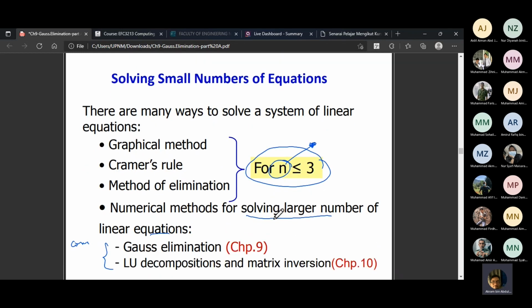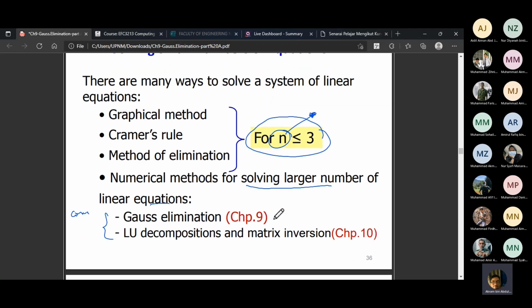Okay, so now we have known how to convert a system of linear equation into matrix, and now let's move on to how to solve this system of linear equation. If your equations are less than or equal to 3, so you have 3 equations and less, there are 3 methods that are available for you to choose. So the first one you can solve by using graphical method, second by using Cramer's rule, and third by using method of elimination.